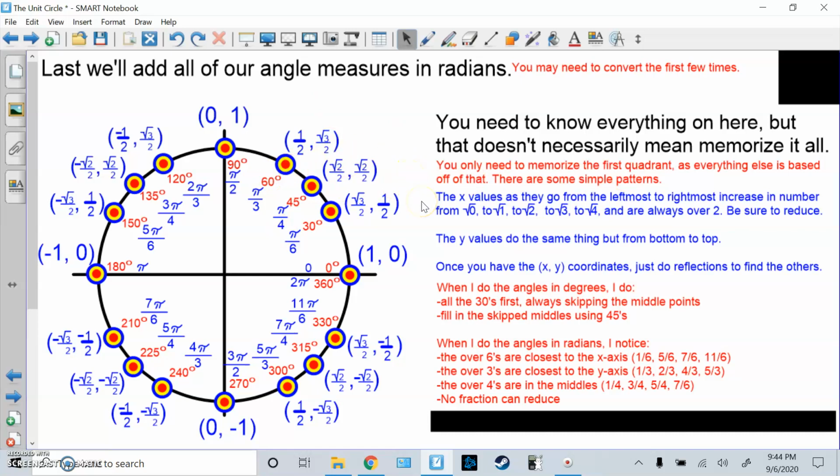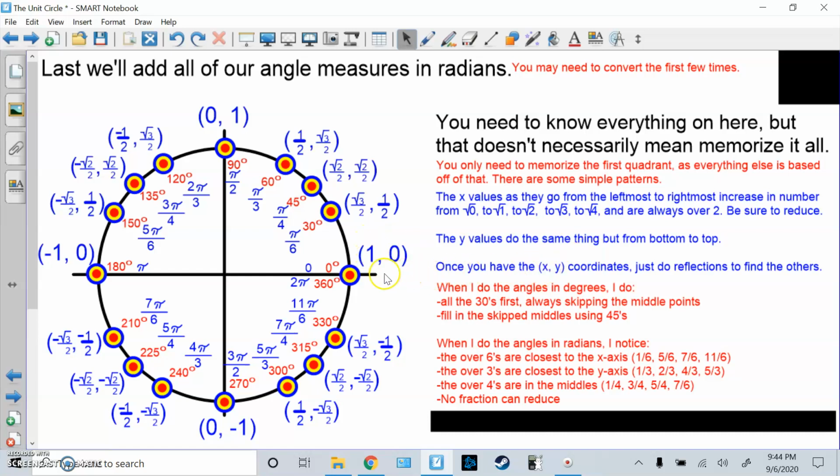The x values, as they go from left to right, increase: square root 0, square root 1, square root 2, square root 3, square root 4, and it's always over 2 on the denominator, but be sure to reduce. So square root 0 over 2, that's 0 over 2, is 0. Square root of 1 is 1 over 2. Square root 2 can't reduce over 2. Square root 3 over 2, and then square root 4 is 2, 2 over 2 is 1.